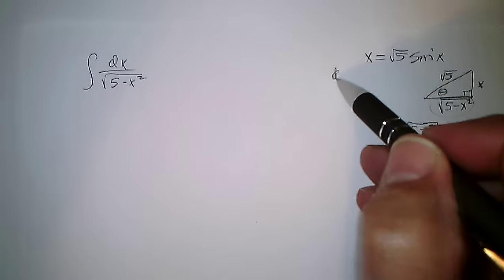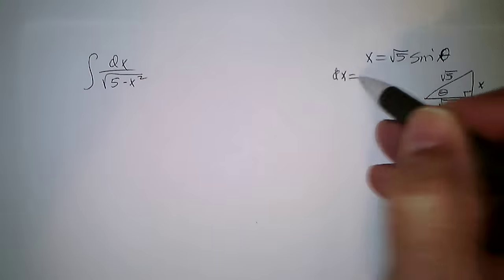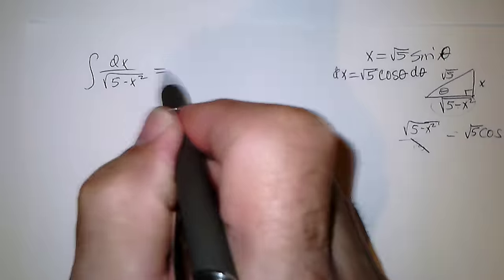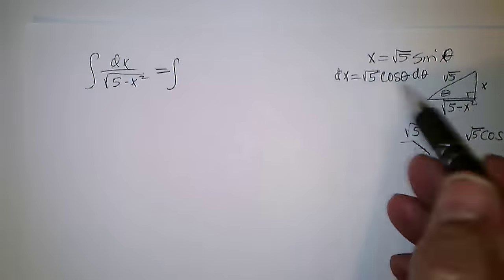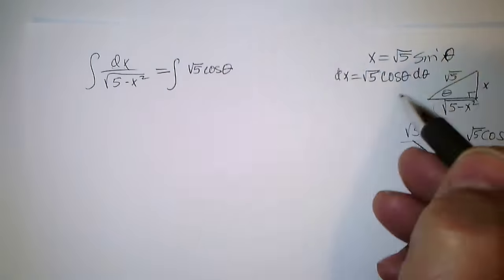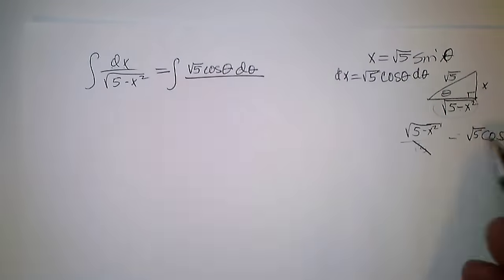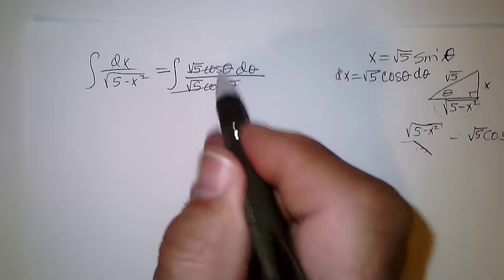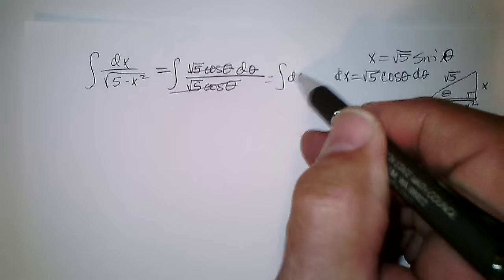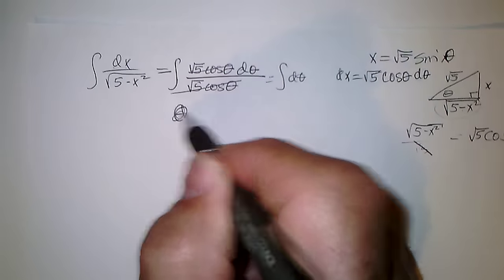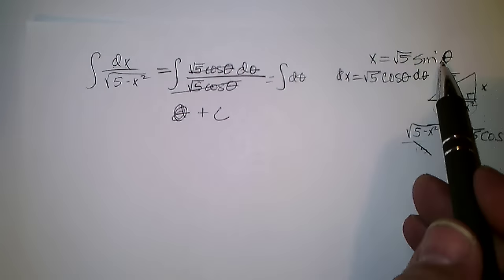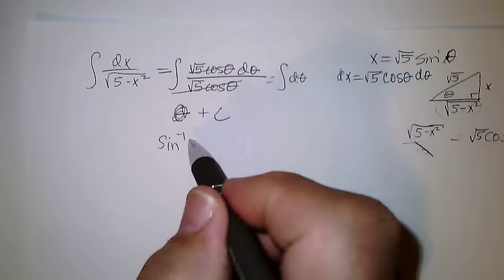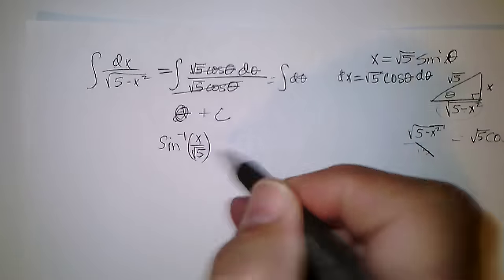And so dx would equal square root of 5, derivative of sine is cosine theta d theta. So this integral would become, the dx would be replaced with square root of 5 cosine theta d theta. This square root thing would be square root of 5 cosine theta. These would cancel, and so we'd get the integral of d theta, which is simply theta plus C. But now we have to go back to x's, so if we divide by the square root of 5 and then take inverse sine, we'd get sine inverse of x over the square root of 5 plus C.